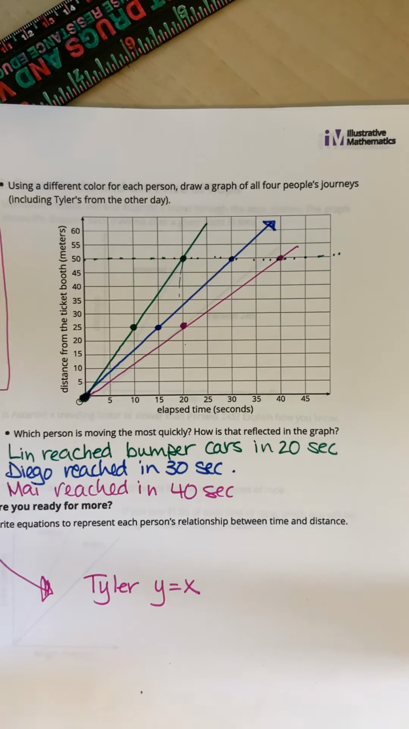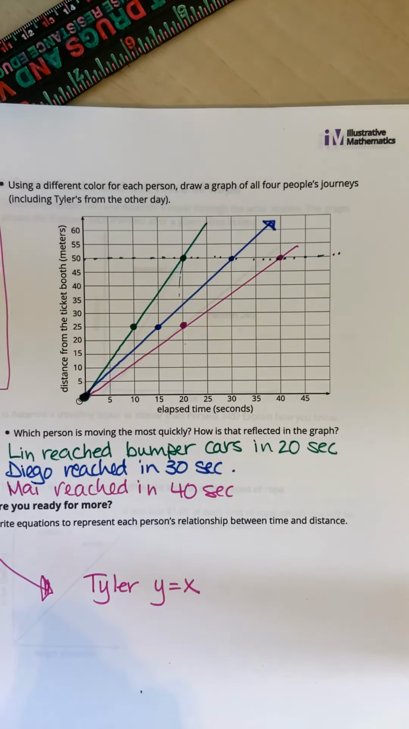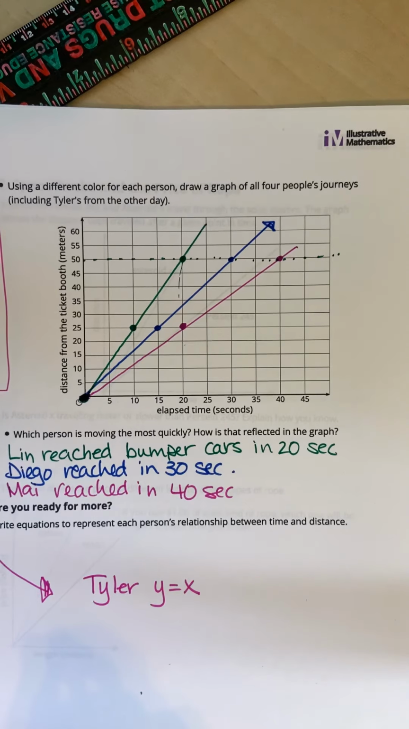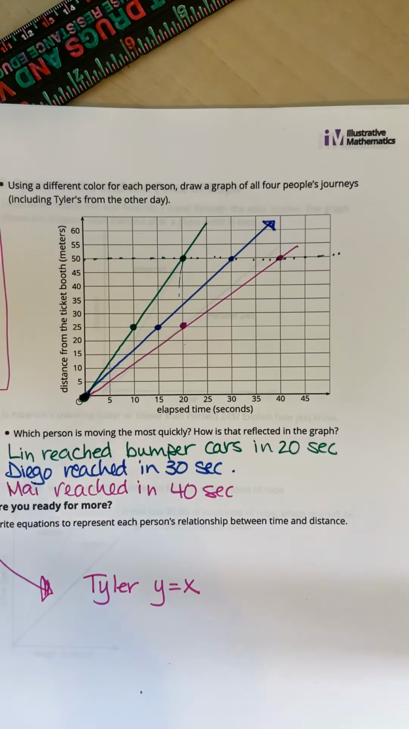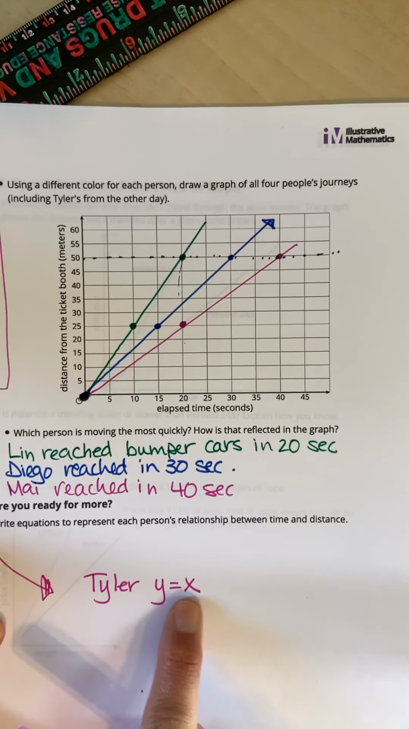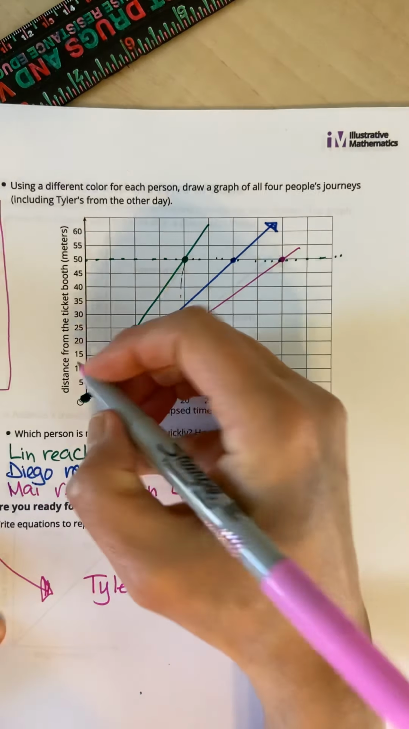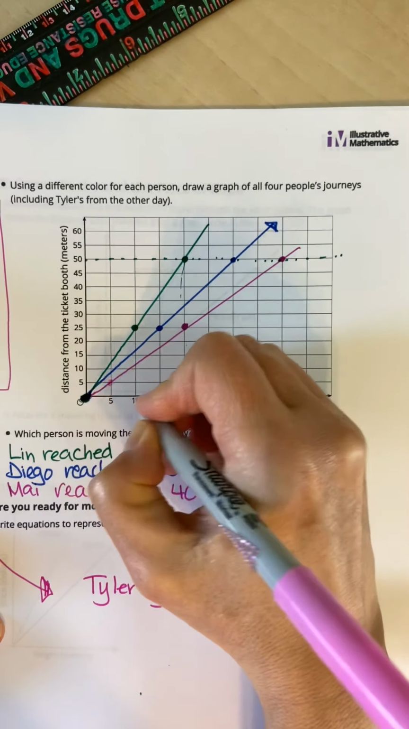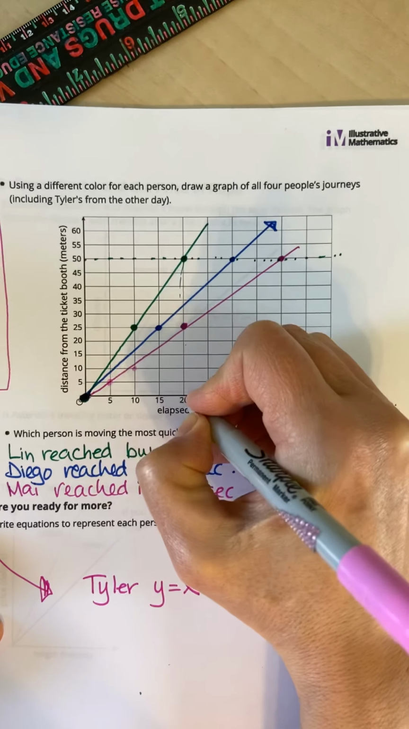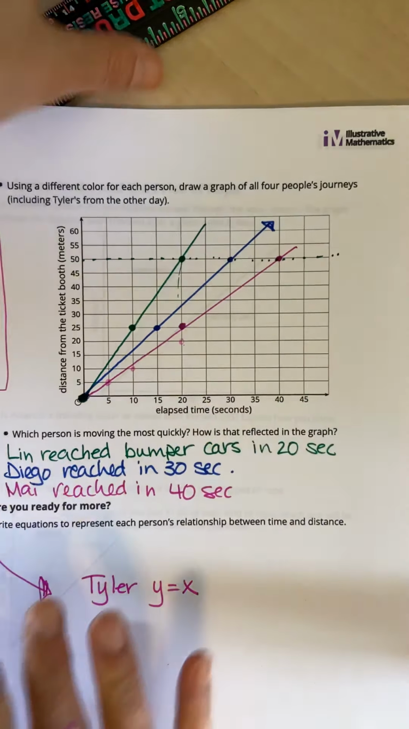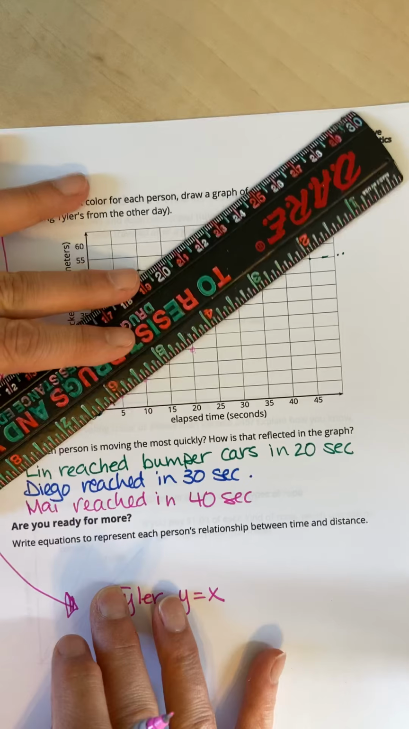And we'll do him in this pink. All right, so his would have been, for every 1 second, he went 1 meter. So it would be like 5, 5, 10, 10, 20, 20. You can see the point. Actually, Tyler was the slowest, apparently.